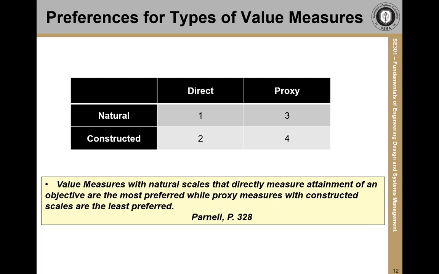Ideally, we would have all direct natural because it's the easiest to measure. It's occurring naturally. There's no additional analysis or calculations or filters essentially put onto it, right? Versus if we're using a proxy constructed scale, we're getting further and further from ground truth the more layers or detail we add on to our value measures. So this would be a way to think about if we had to rank our different types of value measures. We always seek direct natural, that's most preferred, and constructed proxy are least preferred.